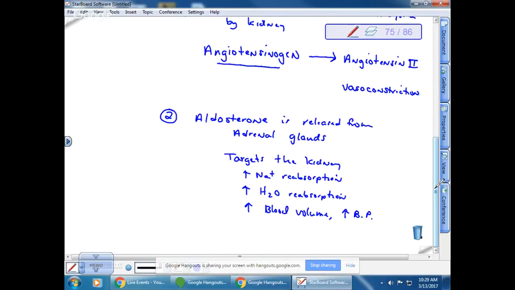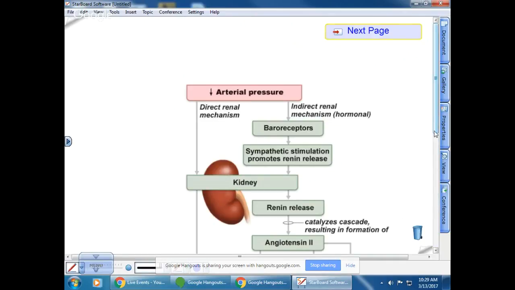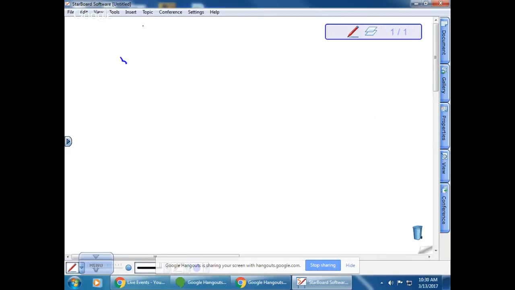Okay, the last one, which I need to do a little topic here, whiteboard. Okay, so the last one, so this is my third one, is antidiuretic hormone.